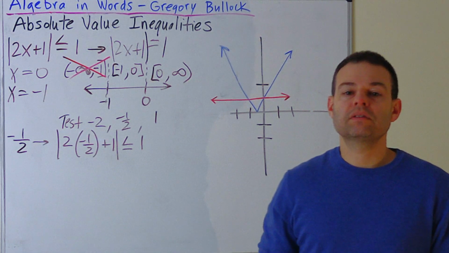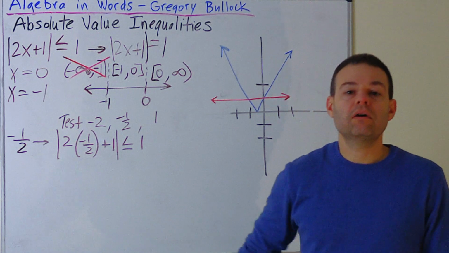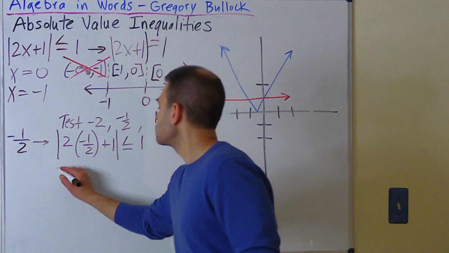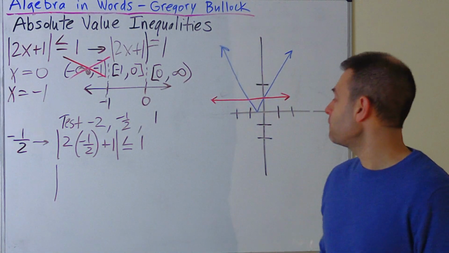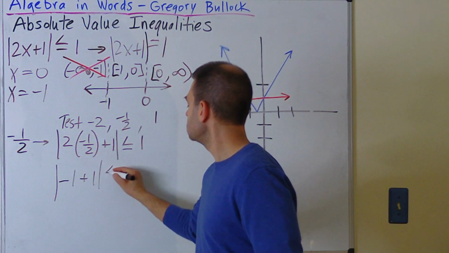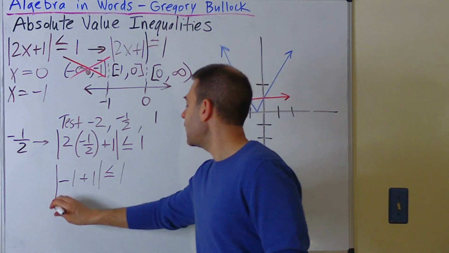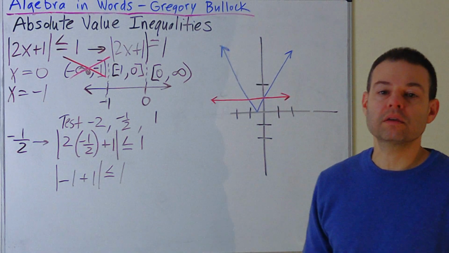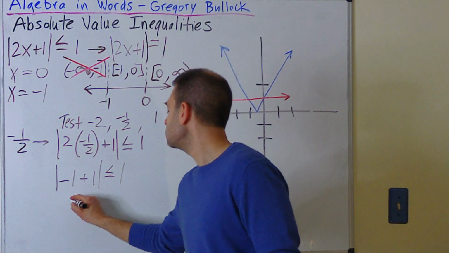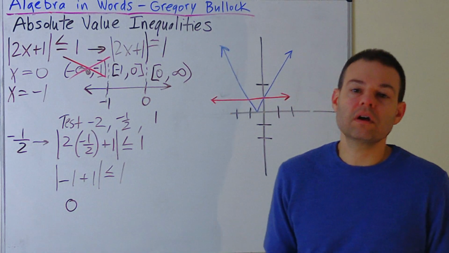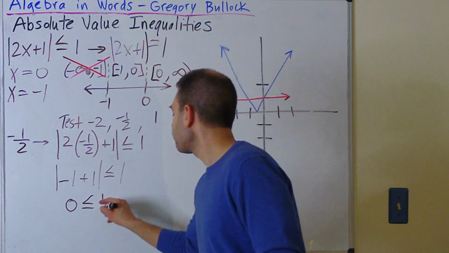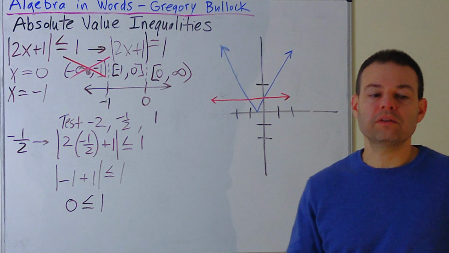Okay, and to save a little time, I wrote it out and filled in -1/2 in for x. So let's just simplify. So 2 times -1/2 is going to be -1. And bring down the plus 1. Okay, and now we have inside the bracket, inside the absolute value group, -1 plus 1 is 0. And the 0 has no sign, so when we take the absolute value bars off, it stays 0. And bring down the less than or equal to 1.